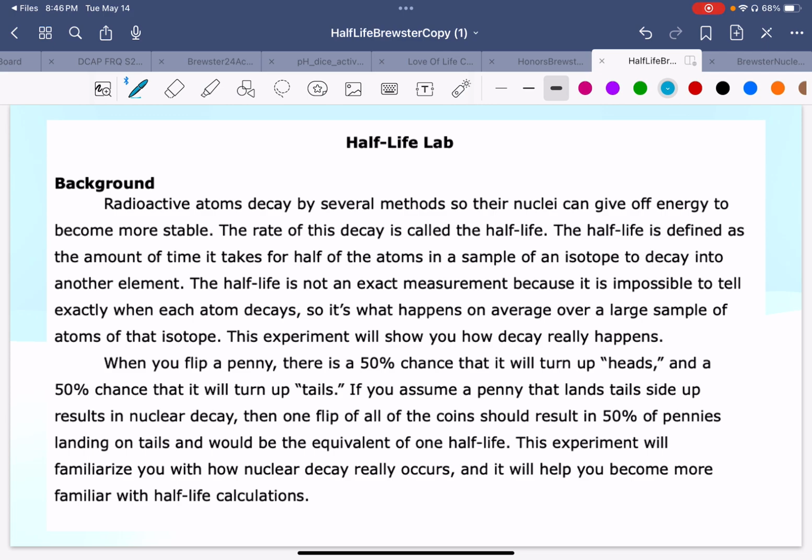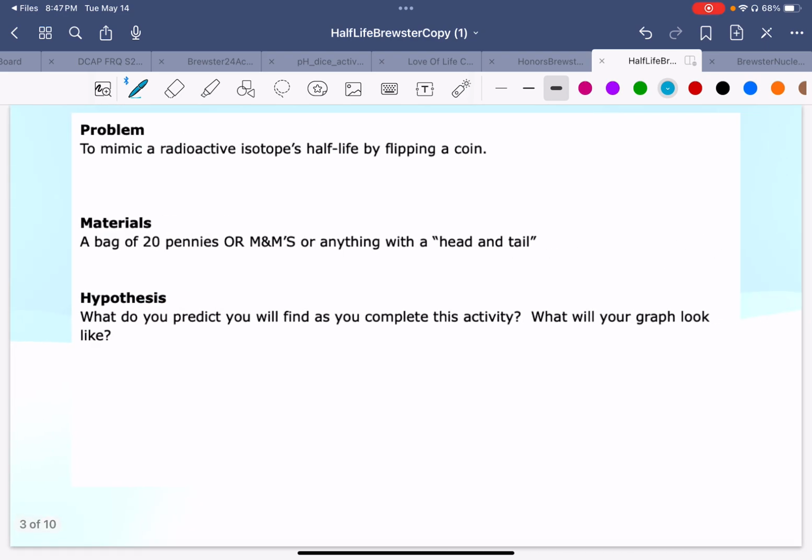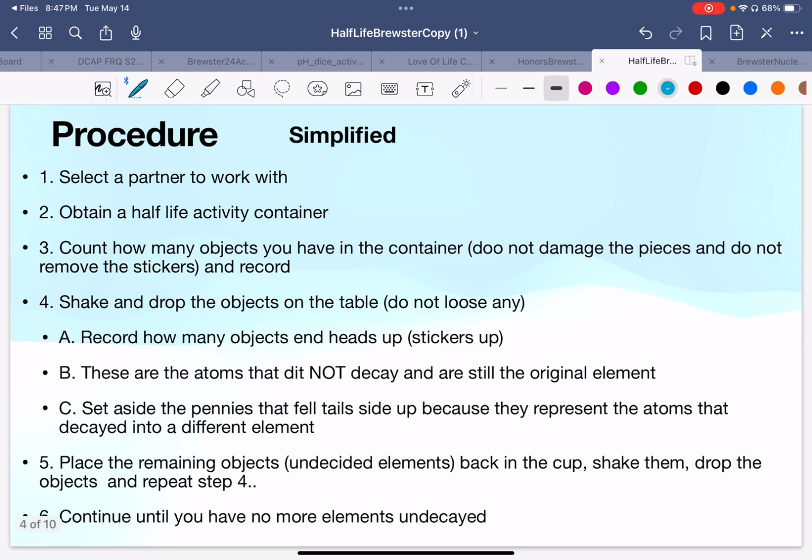Okay, so in this experiment, you received your little cup. It had however many plastic pennies, if you want to call them. They have a head and they have a tail. You basically count out how many you have, you put it in the cup, and you shake it up, place it on the table, and count how many had their heads turned up, and you count how many remain, and you continue this until you get to 0. And so you do this at least 3 times, and then we take the average of it.